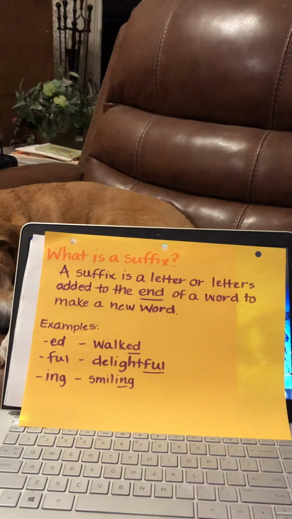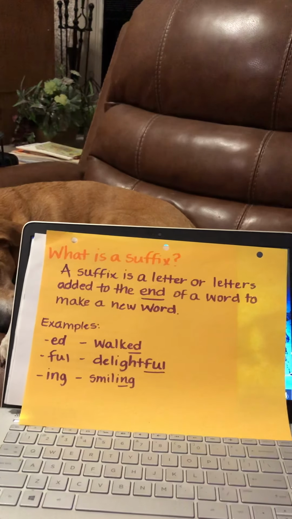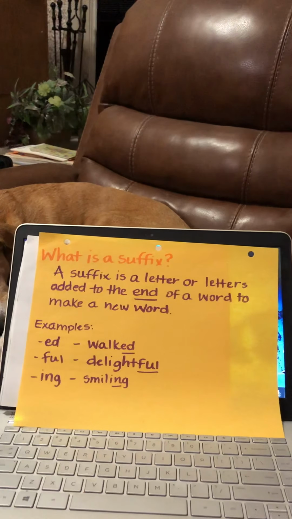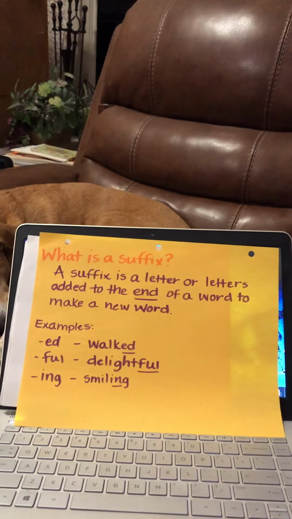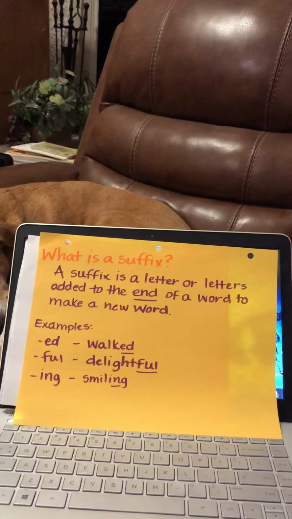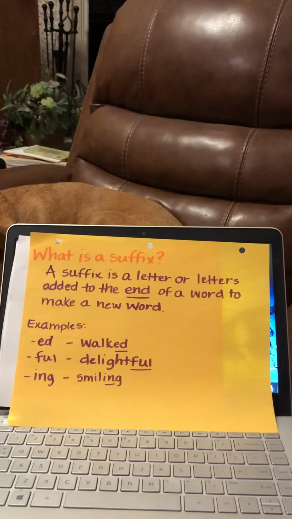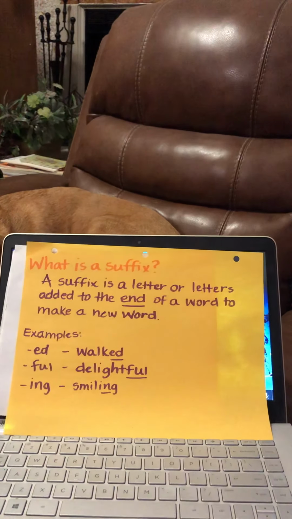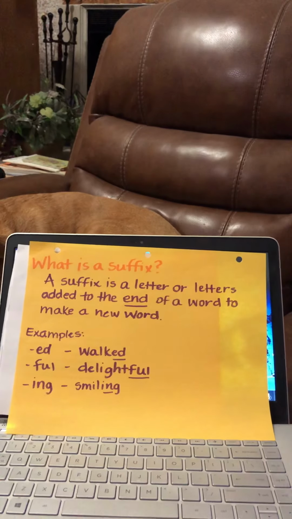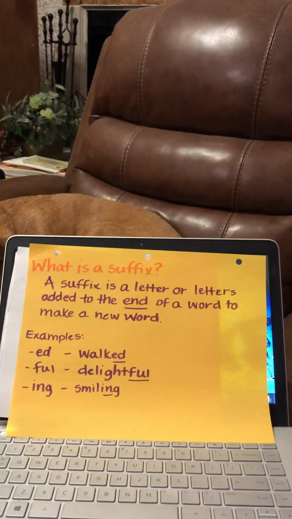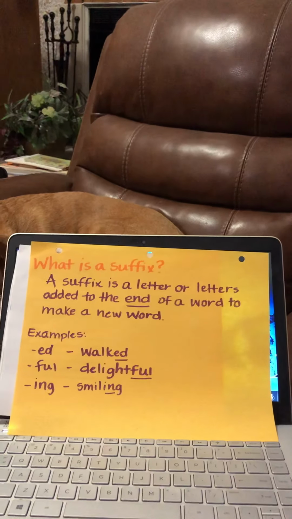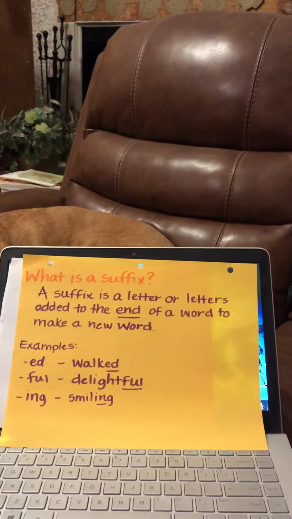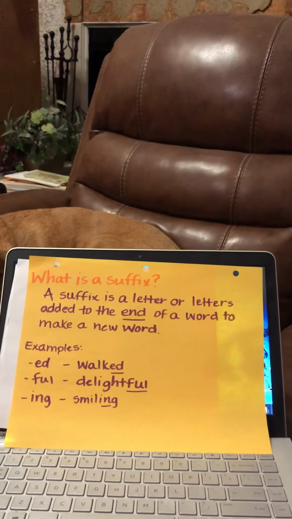The first example I gave you is ed, walked. I walked to the store yesterday. Another example of a suffix is full, delightful. That means full of delight. The third suffix I gave you is ing, I-N-G, and the example then is smiling.